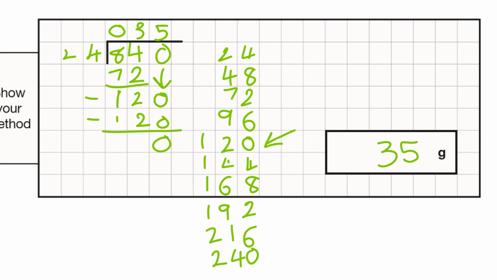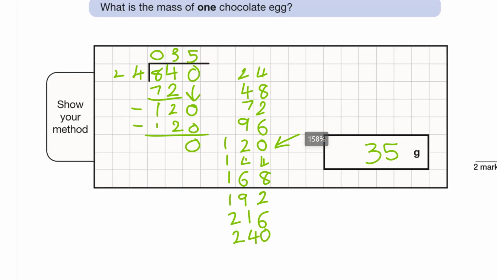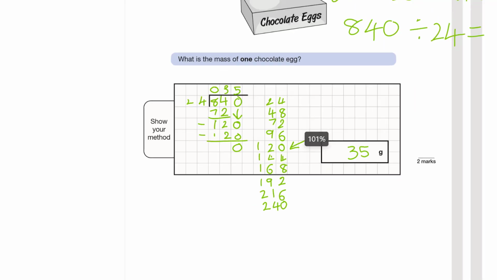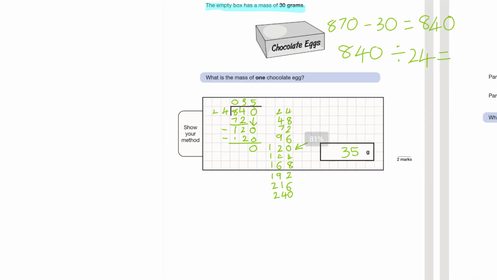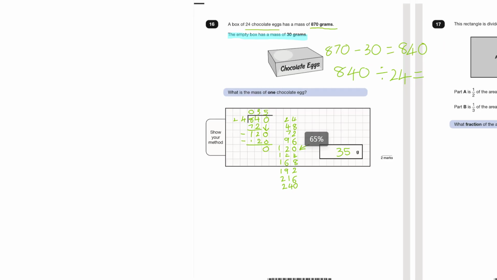So just as I mentioned before, if I zoom back out, even if you wrote in the number sentence, just showing that you understood that you needed to deduct the weight of the box from the box of chocolate eggs, and then take that number and divide it by how many eggs there are. Even that by itself might have got you a mark, even if you didn't get the calculation correct.